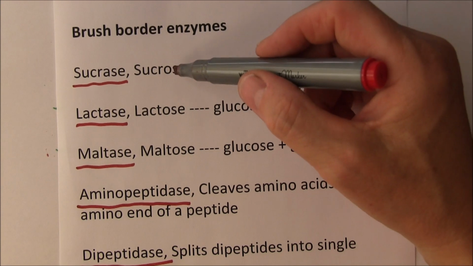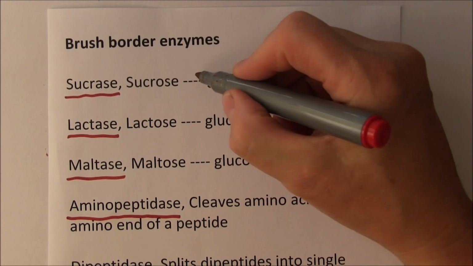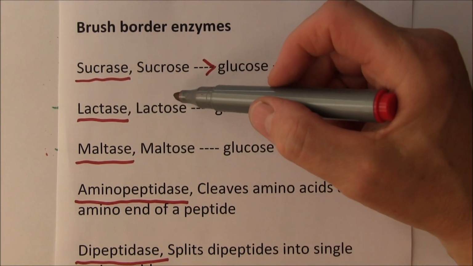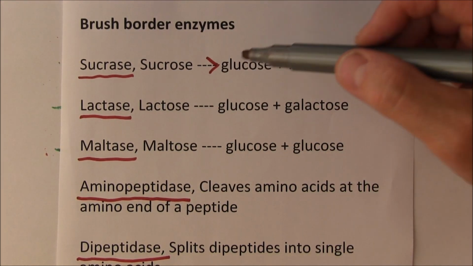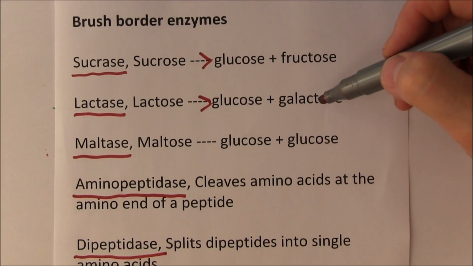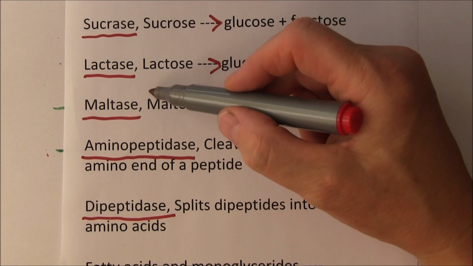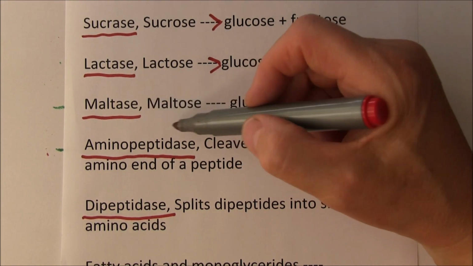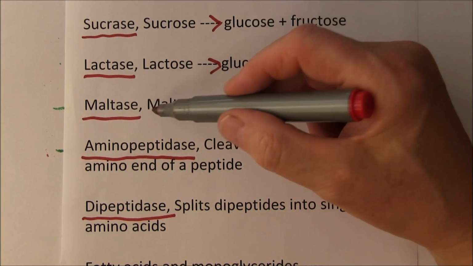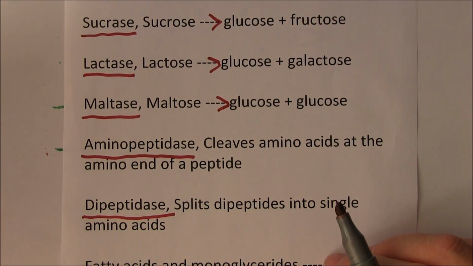Well, the sucrase in the brush border is finishing off the digestion of the disaccharide sucrose, converting it into the monosaccharides glucose and fructose. The lactase is digesting the lactose, which is the milk sugar from milk, into the monosaccharides glucose and galactose. Maltase is taking the products of starch digestion, maltose, which is a disaccharide. There's also some 3 sugar units here as well, but the maltose is a disaccharide, and that's being converted into a molecule of glucose and a molecule of glucose.